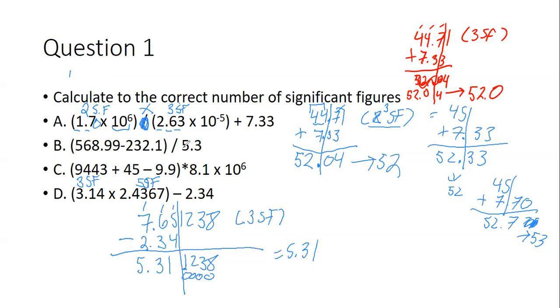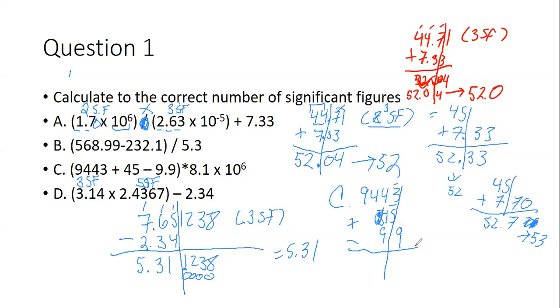What if it's like C? Can we do addition and subtraction at the same time? C. So we still have 5 minutes, so I'll do C really quick here. So we have 9443 plus 45 minus 9.9. So nothing after the decimal, nothing after the decimal, 1 after the decimal. My number that I report for C when I do addition and subtraction should have nothing after the decimal.